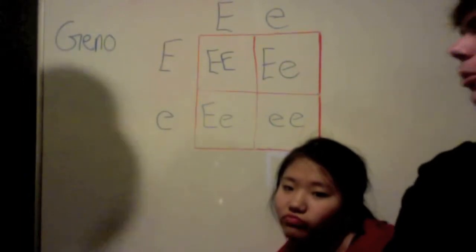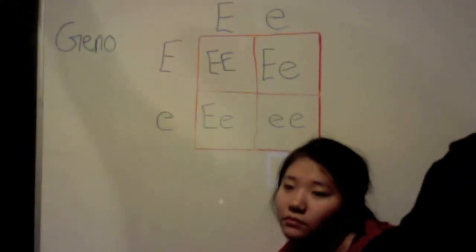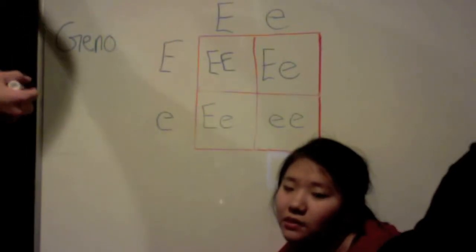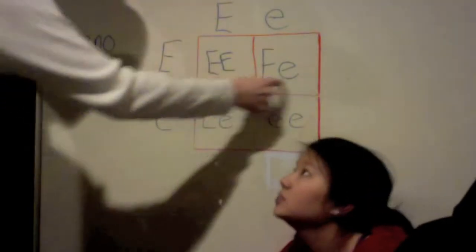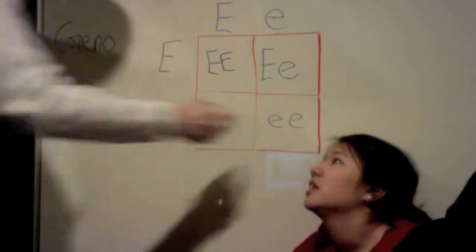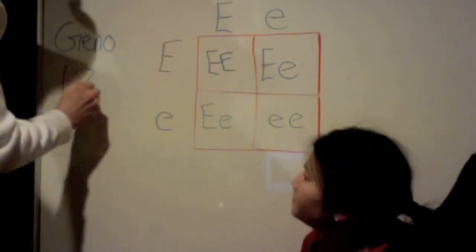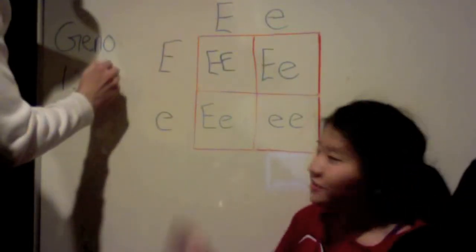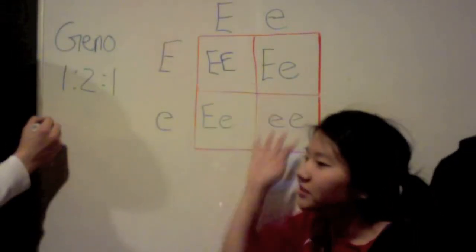We are now doing the genotypic and phenotypic ratios of the heterozygous parents, starting with the genotype. The genotype would be 1 to 2 to 1. Look at that handwriting. And for the genotype, you have to have the exact same alleles for each one.